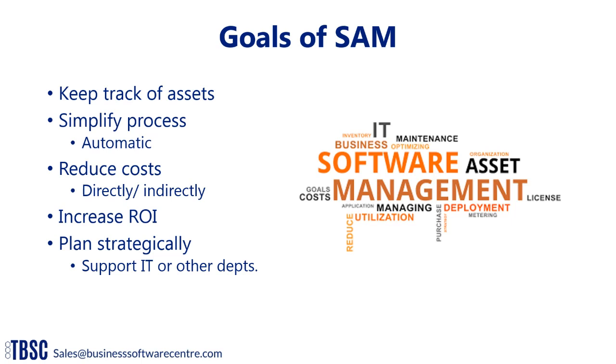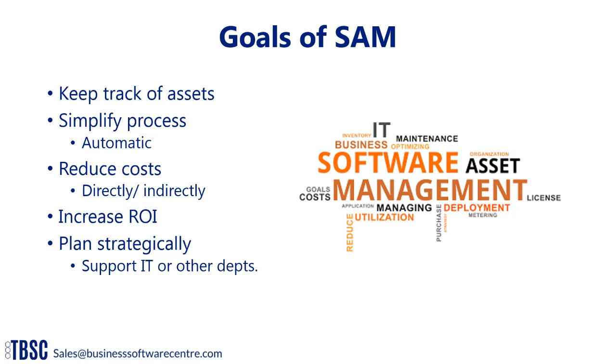For instance, say you run an online business, if everything is automated and the sales are processed automatically, then you're more likely to see an increase of sales because your website speed is fast and you're getting everything to go for your customers, and customers don't feel like they're waiting a whole lot of the time. So another goal of software asset management is to plan strategically, and that specifically means supporting IT and other departments.